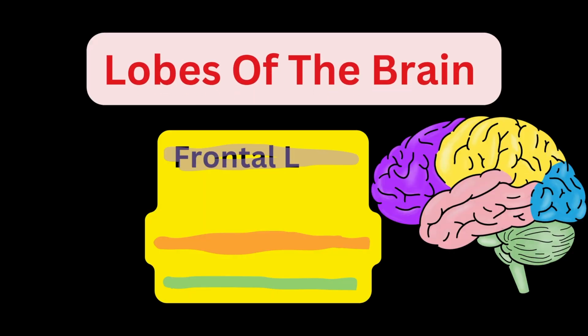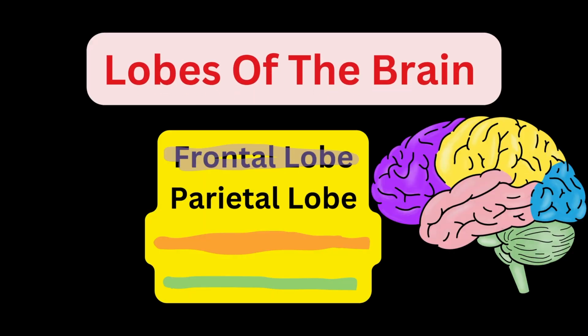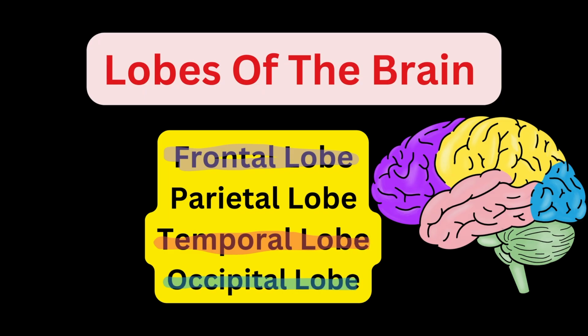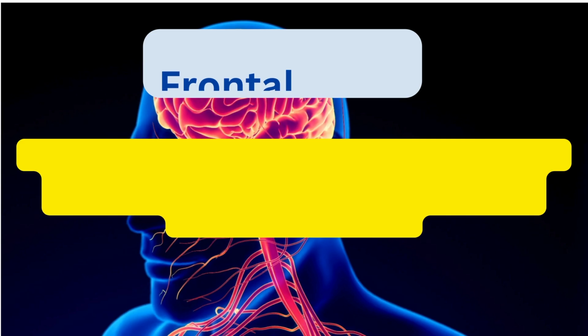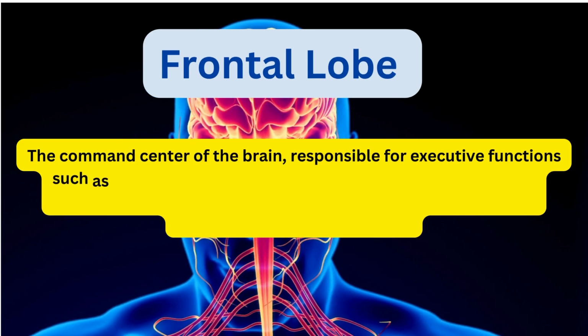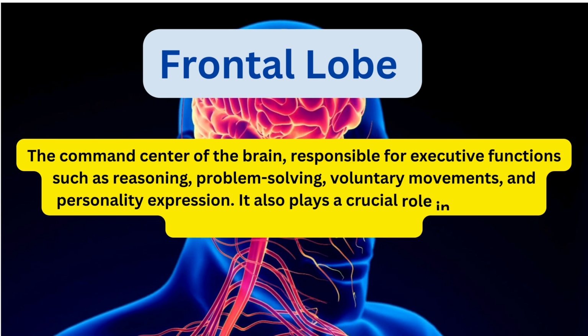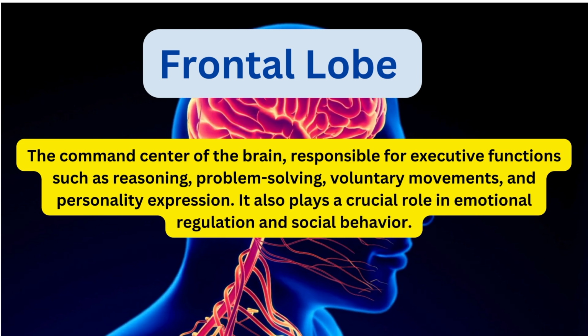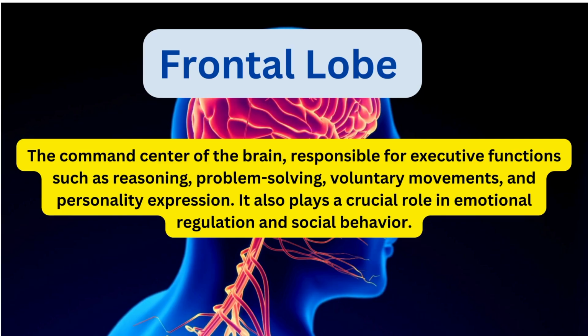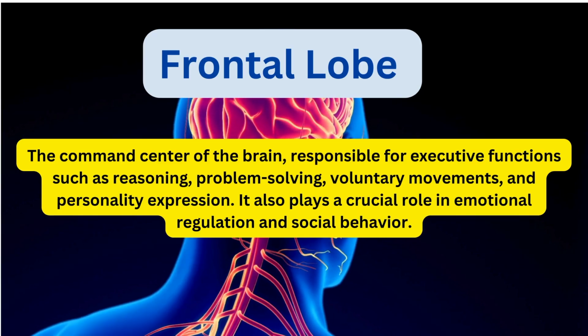The brain is divided into four lobes: the frontal lobe, parietal lobe, temporal lobe, and occipital lobe. Here we have them highlighted in a figure of the brain. The frontal lobe is the command center of the brain, responsible for executive functions such as reasoning, problem solving, voluntary movement, and personality expression.